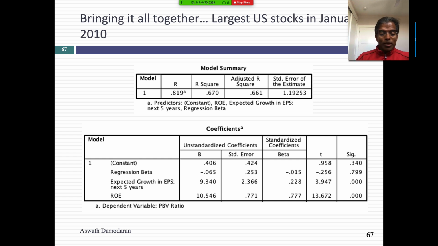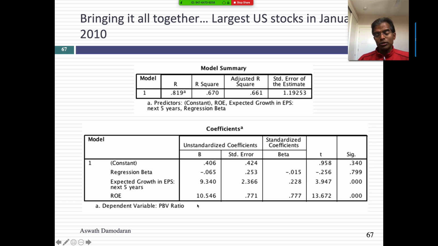Finally, I took my statistical toolbox out again and I ran a regression across those largest stocks. The R-squared again was pretty impressive, 66.1%. And here's my output from the regression. So this is my 100 largest companies. My intercept was 0.41. Every increase in beta of 1 lowered my price to book ratio by 0.065. Every increase in growth rate by 1% increased my price to book by 0.09. And every increase of return on equity by 1% increased my price to book by 0.10.